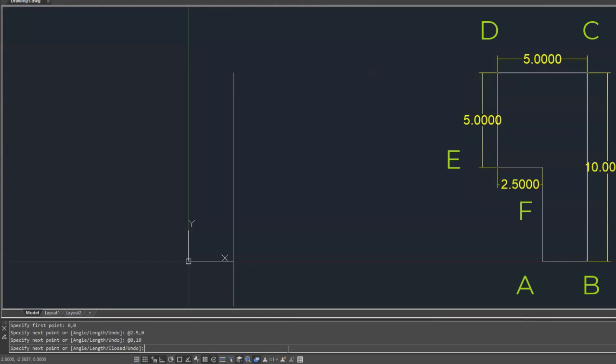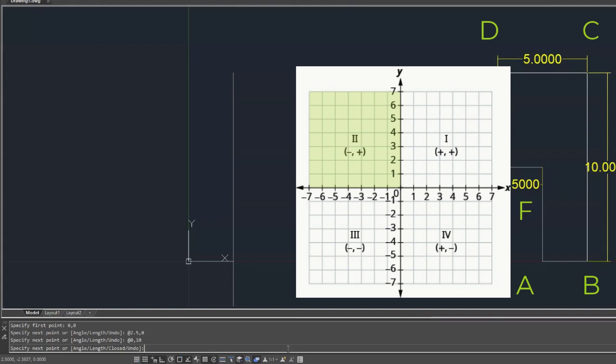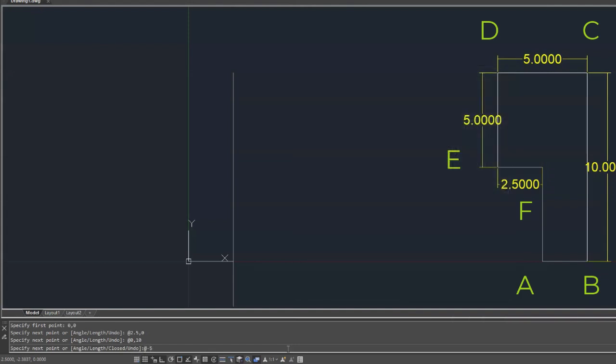Next, to reach the D point, we notice that the line goes to the left, which in the Cartesian system means it will have a negative value in the x-plane. So logically we will write -5 and 0. To reach the E point we have to go downwards, so the same principle applies. If we want to go down, the y-axis will have a negative value. So for this line we will write 0 and -5.